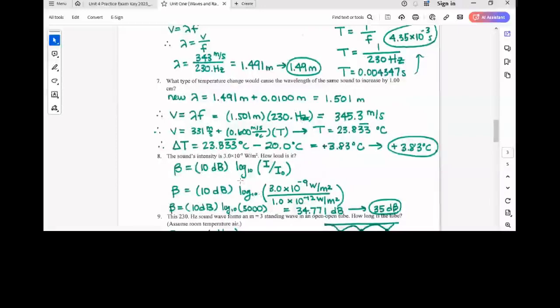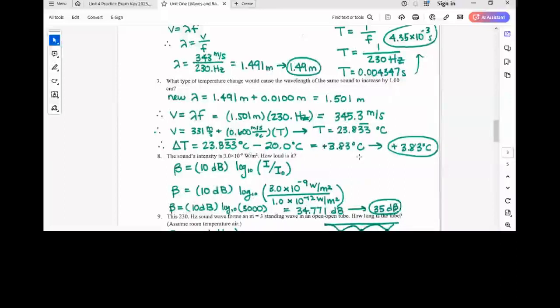Now I can go back to that wave speed equation. The speed of sound in air that has some given temperature is going to be 331 meters per second plus 0.600 meters per second per Celsius degree times temperature. So I can solve for the temperature and just compare it to where I started. The new temperature is 23.83 repeating degrees Celsius. So I can take that and subtract 20 degrees Celsius off, and I have a temperature increase of 3.83 degrees Celsius.